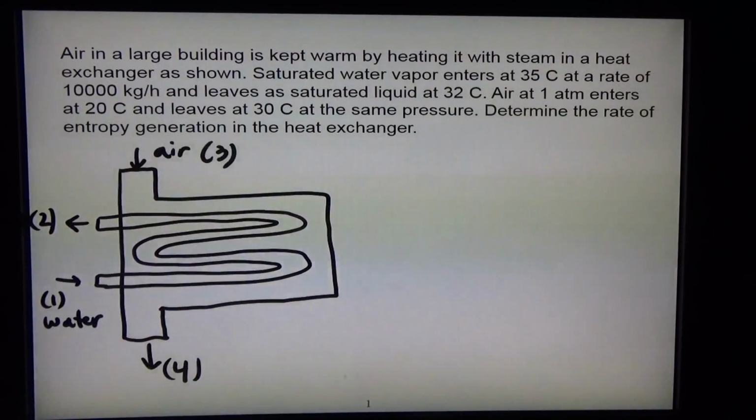Okay, so this problem we're going to work another second law problem with an open system. This time our open system is a heat exchanger. Alright, so let's start off, read the problem statement.